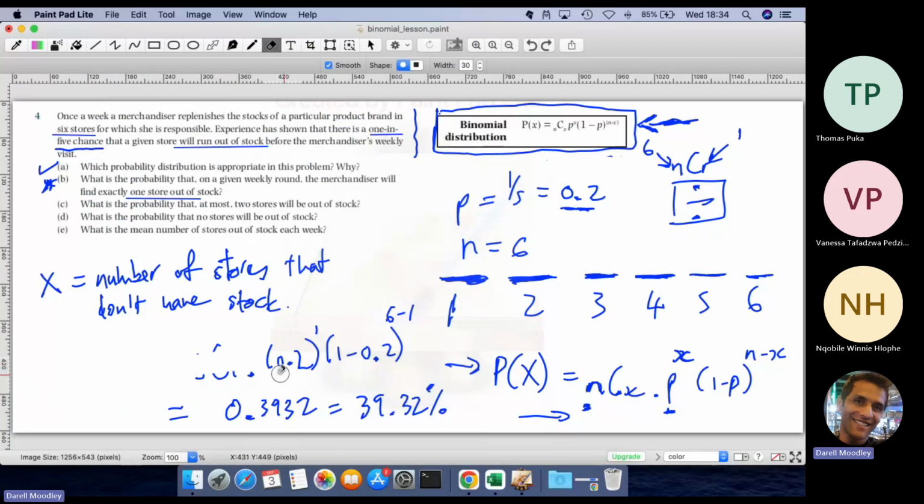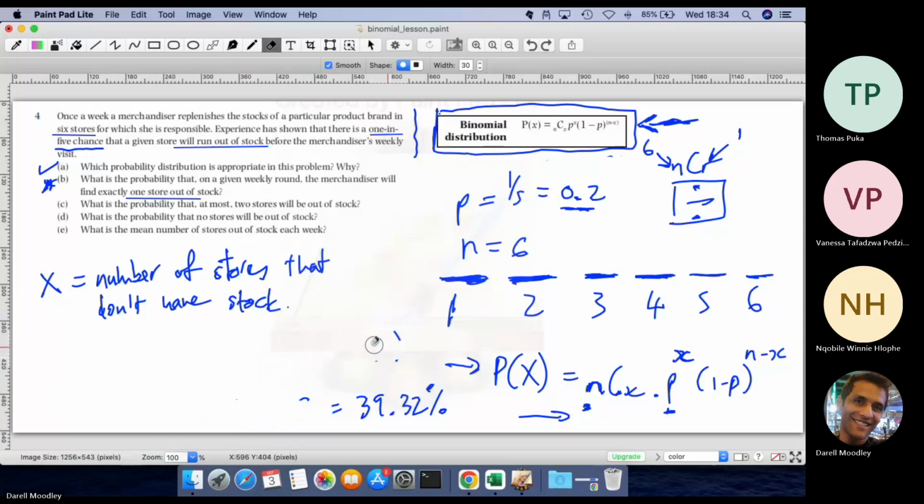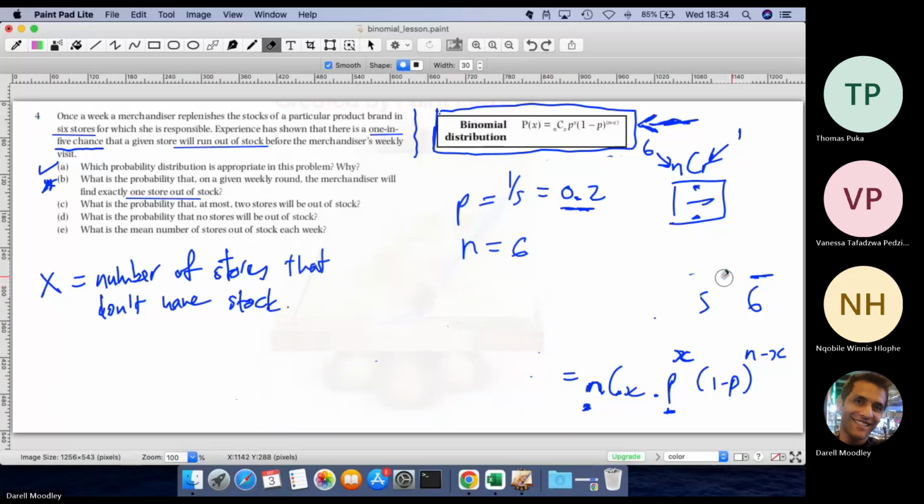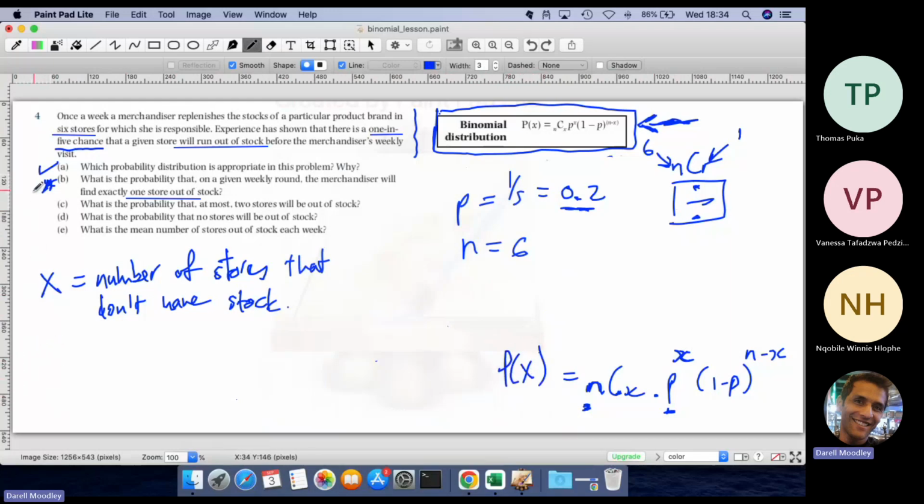Let's look at question C. Okay, question C. Now, I'm done with question B. Question C is, what is the probability that at most two stores will be out of stock?